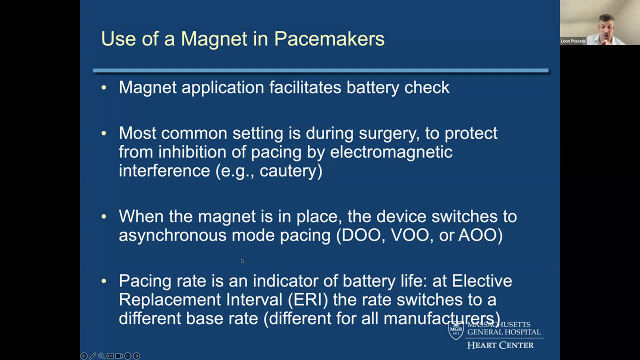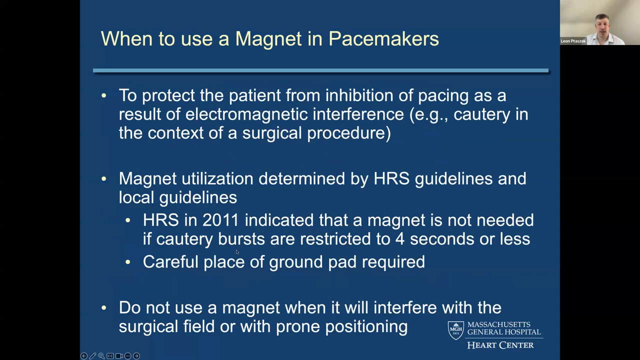So when the person reaches elective replacement interval, the rate will switch to a different base rate, which is distinct for all the different manufacturers. And this is something you can look up. So if you see a very specific non-physiologic heart rate, like 72 beats per minute or 75 or 80 or something like this, you can look up what the manufacturer's ERI rate is and see if that's where you are, even if you can't interrogate the device with a programmer yourself. And it's often the case that use of a magnet is needed in certain surgical situations to protect the patient from asystole and so forth.